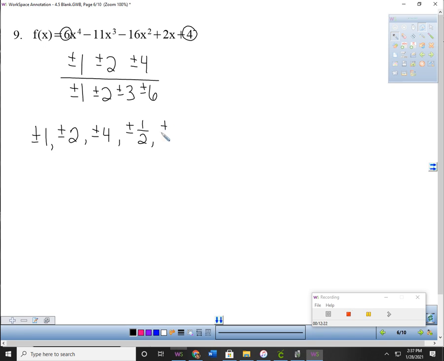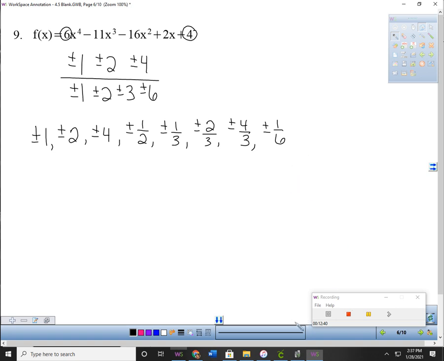So now everything divided by 3. 1 divided by 3. 2 divided by 3. And 4 divided by 3. Then we have everything on top divided by 6. So 1 divided by 6. 2 divided by 6, that's the same thing as 1/3. We already have that. And 4 divided by 6, that's 2/3. We already have that. So we have 16 possible rational roots.